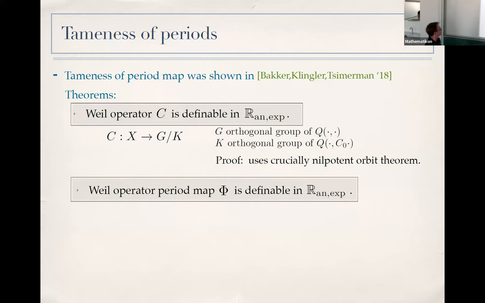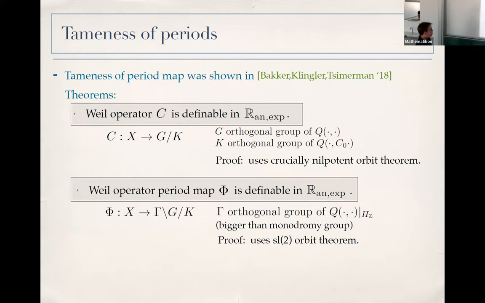Yeah, I interpret it as the set of all Hodge operators, which are elements of the group G, the orthogonal group of the pair. Okay, so now the Weil operator period map is taking the Weil operator and modding out the orthogonal group of this pairing on the plane. And now proving that this is a tame function is much more difficult.